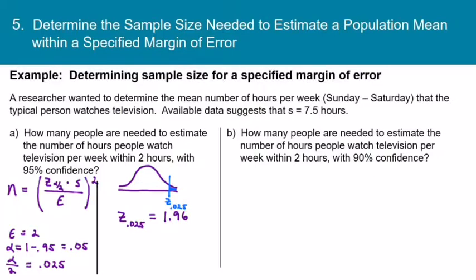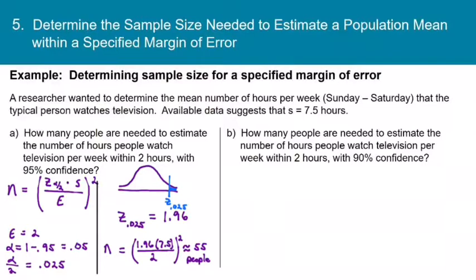And so now we have all of the pieces. Now we can say n equals 1.96 times 7.5 divided by 2, all squared. Put that in your calculator and do not forget to square it. A lot of people forget to square it. And you'll get 54 point something, and of course that needs to round up to 55. We always round up to the next number.